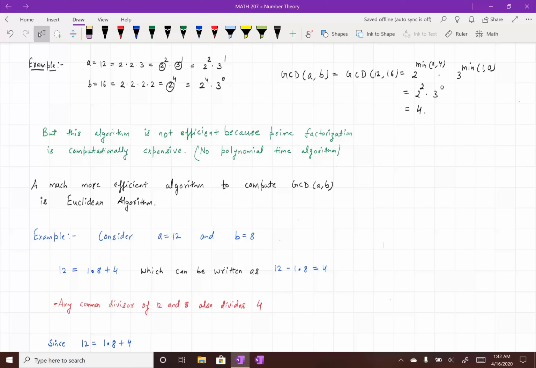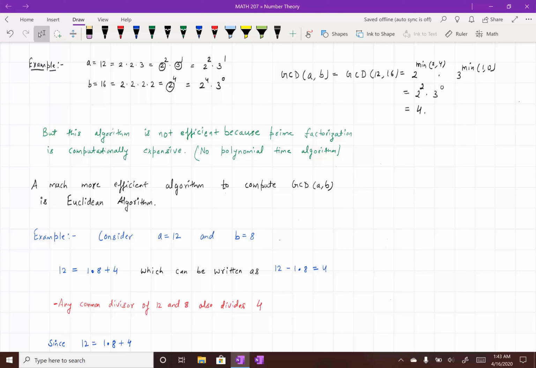So the prime factorization based algorithm to compute the GCD of two positive integers is a very simple way to compute the GCD, but computationally it is not an efficient algorithm because prime factorization is a computationally expensive procedure and there is no polynomial time algorithm known for that. So we can say this computation of the GCD based on prime factorization is going to be exponential in time based on the complexity.